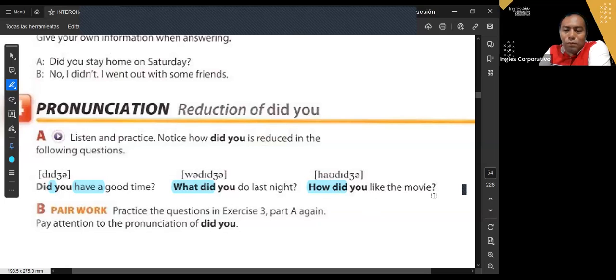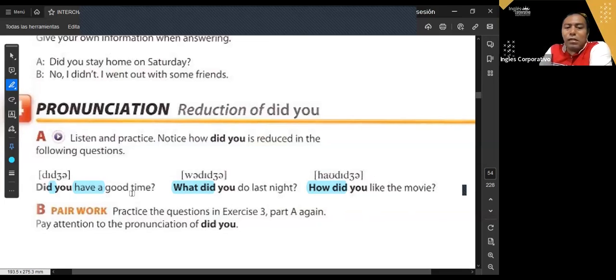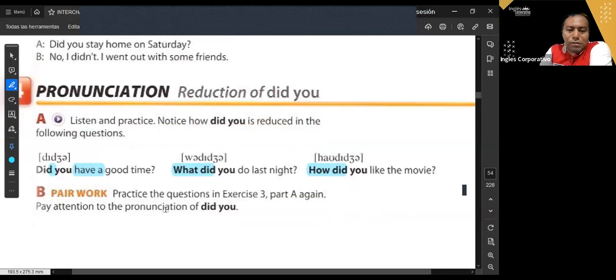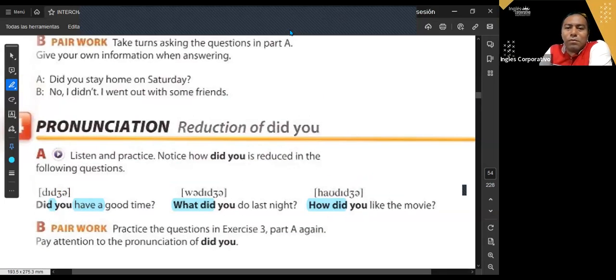How do you like the movie? What do you do last night? ¿Qué hiciste ayer en la noche? How did you like the movie? ¿Cómo te gustó la película? Did you have a good time? ¿Tuviste un buen tiempo? ¿Te divertiste? Did you have a good time, right? Okay, very good. Now, we're going to move to this one.